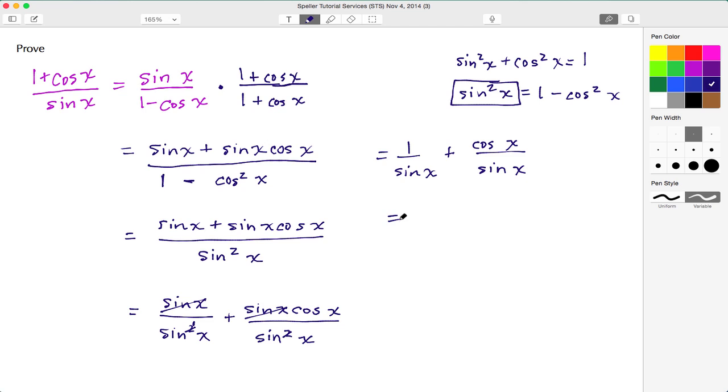Now I see that I'm almost where I need to be, where I've got the sine x in my denominator. I have a 1 here, and I have a cosine x here. I know that I can rewrite these two fractions as the same fraction because they share the same denominator. So this becomes 1 plus cosine x over my denominator, which is just sine x. So here I've proven through these manipulations that these two trig expressions come out to be the same value.